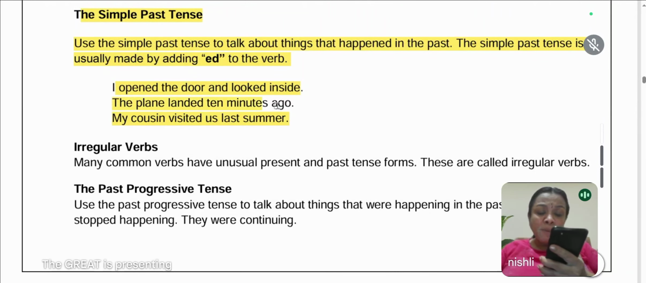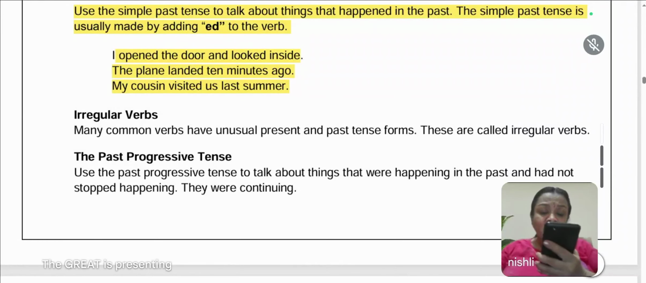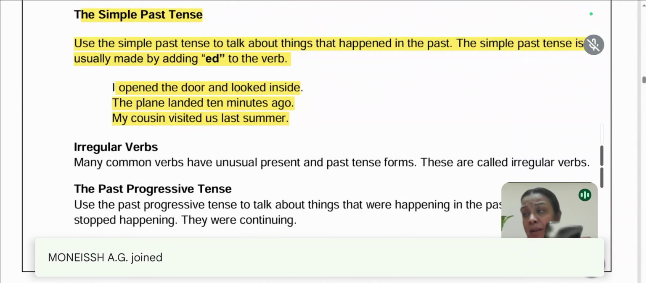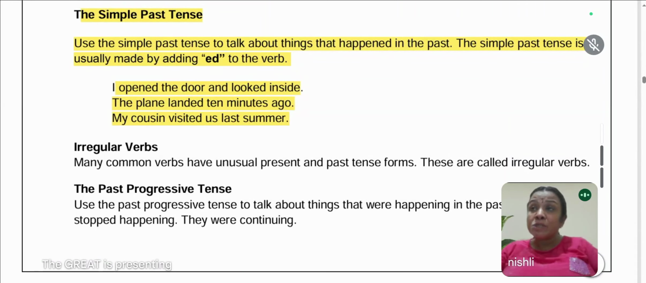Next is, I opened the door and looked inside. I opened the door. That happened a few minutes ago, a few seconds ago. The plane landed 10 minutes ago. So it has already landed. So 10 minutes ago means it's past tense. So you have to be very careful when you use a sentence that has happened in the past. So never have the habit of using the present tense or the future tense.